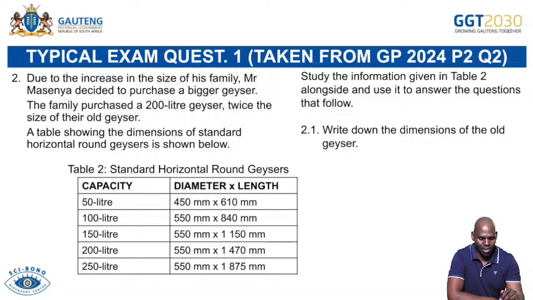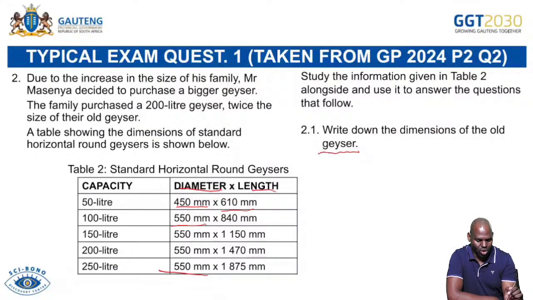A table showing the dimensions of standard horizontal round Giza is shown below. Then the standard, there you've got the 50-liter. They show that it's a diameter multiplied by length. It means the diameter is 450 and the length is 610 millimeters. The 101, the diameter is 500 millimeters, and then the length is 840 millimeters, and so on. You've got 250, the diameter is 550, and then the height is 1875. These are the dimensions which are given. Then they say write down the dimensions of the old Giza.